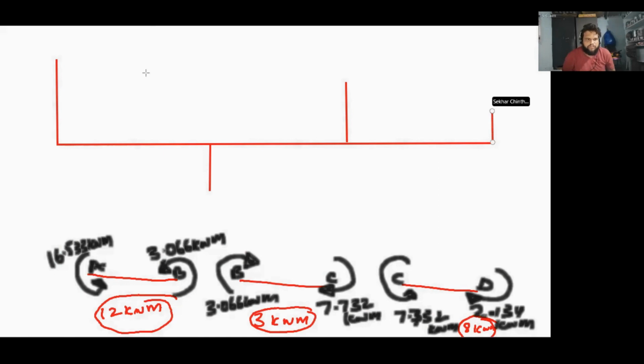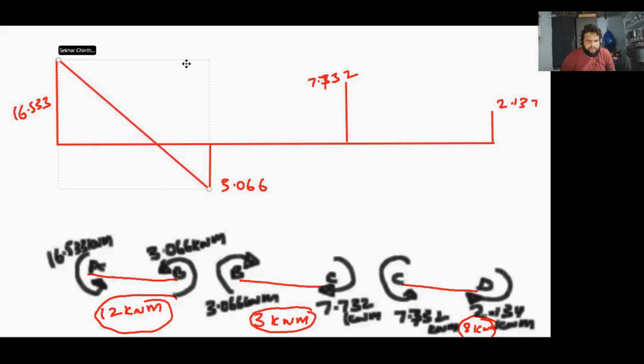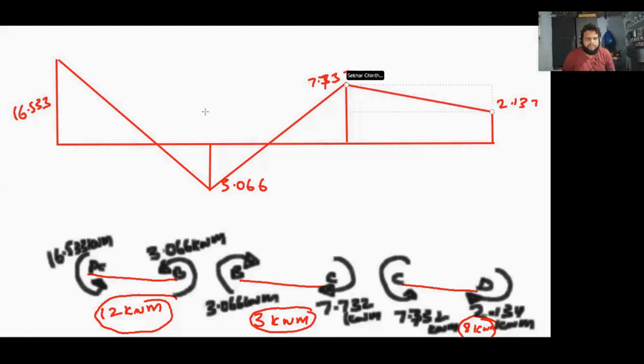Okay, this is 2.13. Okay, so this is 16.533, and this is 3.066, and this is 7.732, and this is 2.134. Just join them, that's all. Okay, join as it is. This is ordinate, and here you join this. Next, join here. So this is with respect to final moments.